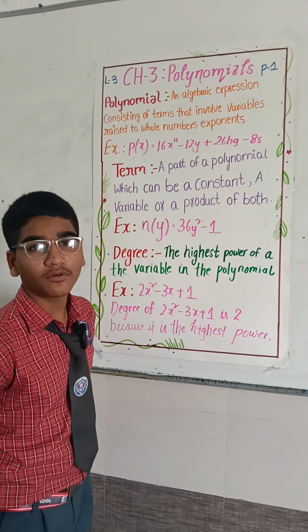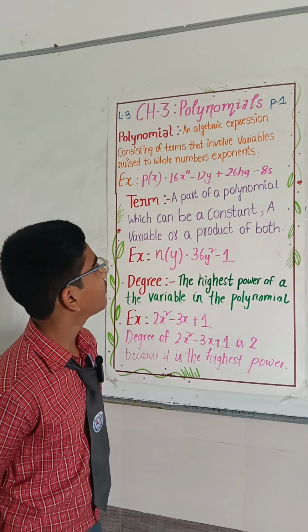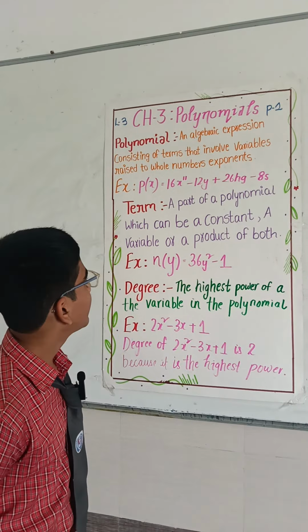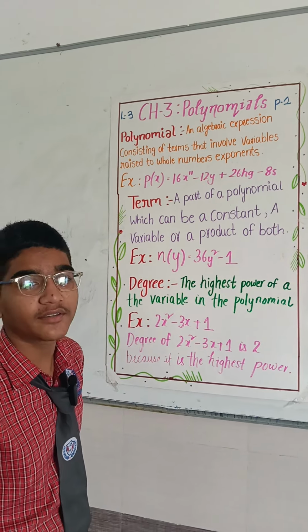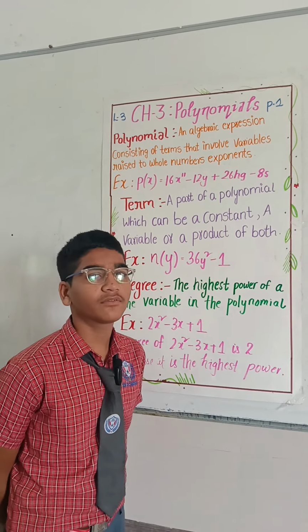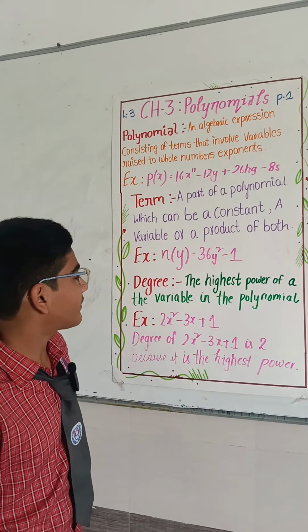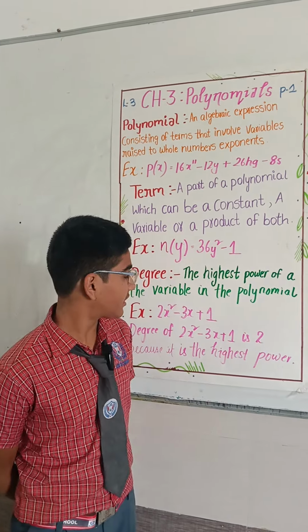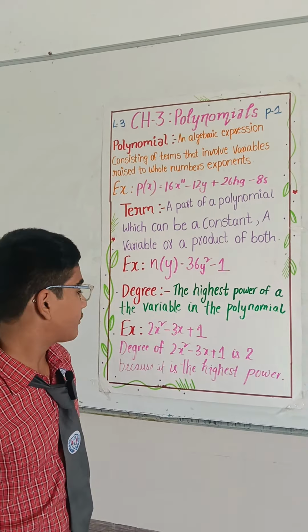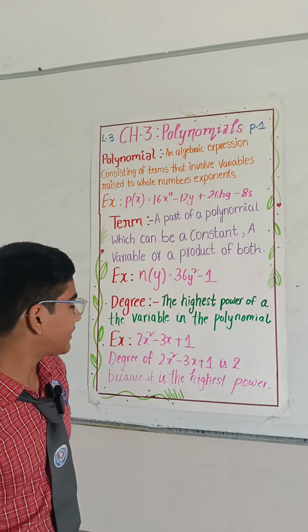Terms are the parts of a polynomial, which can be a constant, a variable, or the product of both. Example: p(x) = 36y² - 1. Degree is the highest power of the variable in a polynomial. Example: 2x² - 3x + 1. The degree of 2x² - 3x + 1 is 2 because it is the highest power.